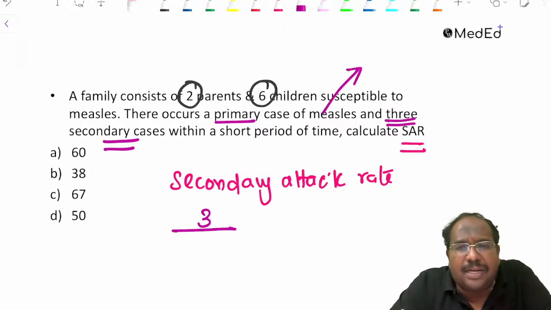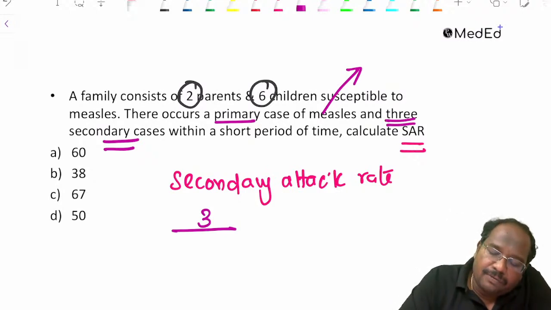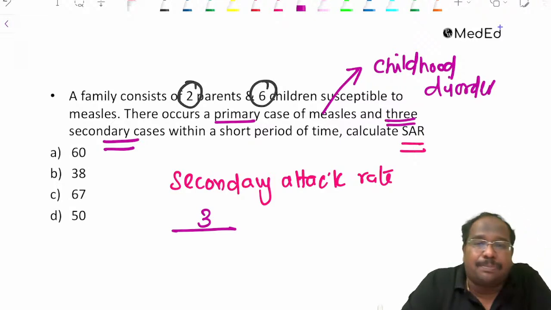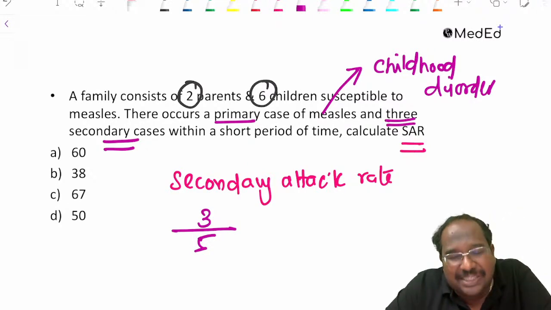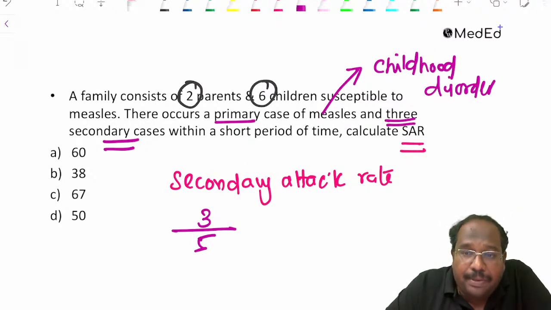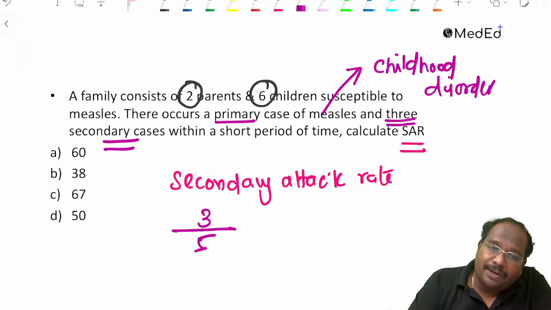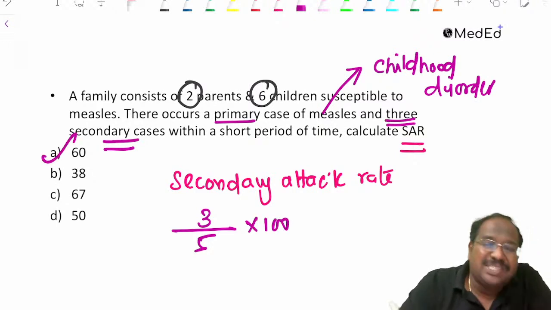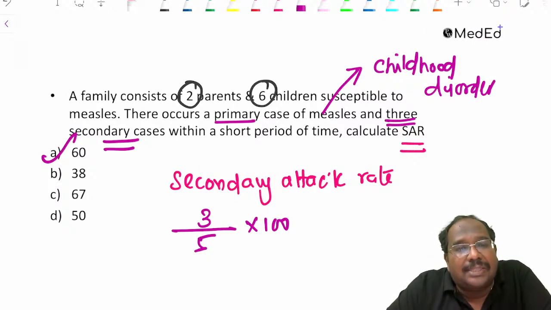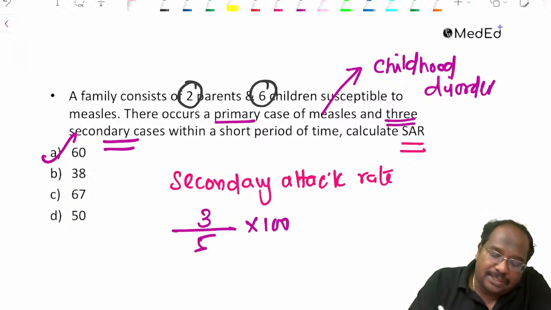Measles, will it affect adults? No. It is a childhood disorder. So parents are not susceptible, and we have to exclude the parents. So totally 6 children. There occurs a primary case, so 3 children are developing the disease. Multiplied by 100, this gives 60%. So the answer for this question is 60%.